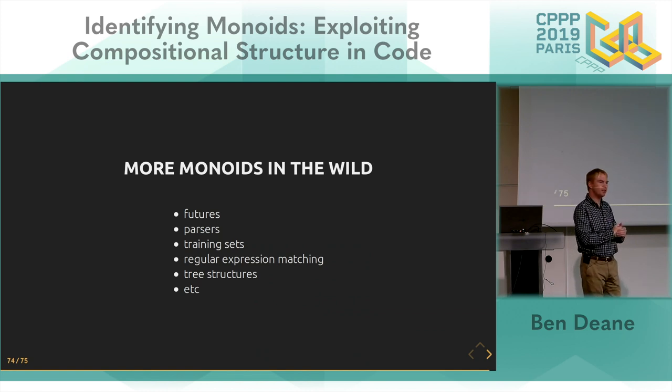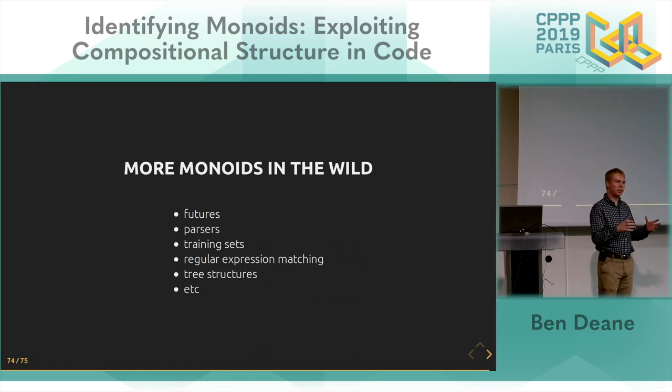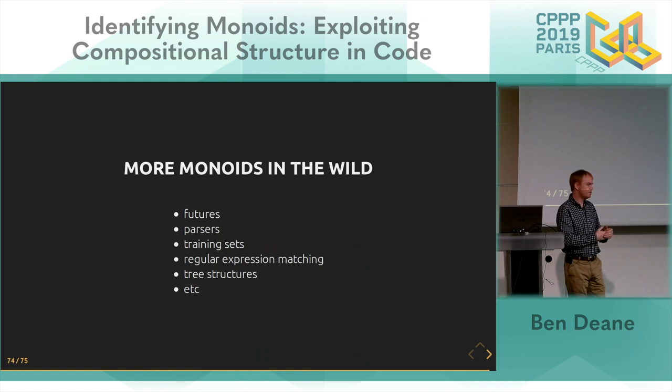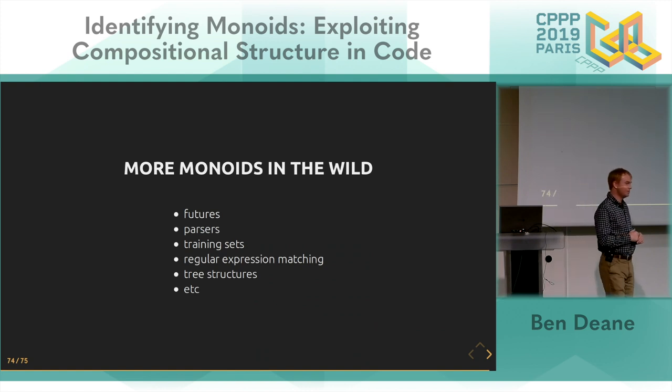Parsers are monoids under alternation. So try one parser. If it doesn't work, try the next one. You alternate them together, and that forms a monoid. Again, that's an associative operation, and the identity is the parser that always fails. Jason and I used that approach when we did our ConstExpr talk with a JSON parser a couple of years ago. We used the parser that always fails as a method to give, admittedly, not very good error messages.